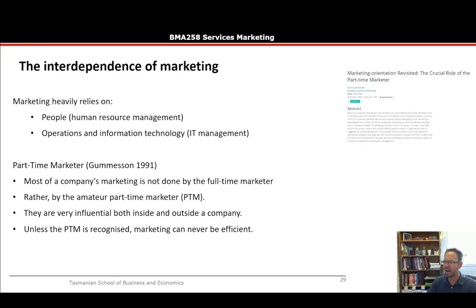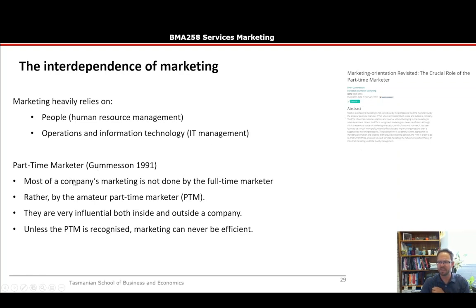A lot of marketing is actually human behaviour: analysing and understanding and predicting human behaviour. And therefore, of course, we have to work quite closely with human resource management. We also rely a lot on operations and information technology, the IT department. And indeed, a lot of the stuff that we do integrates the people part and the IT part together to make sure that we're delivering value to our customers. Now, there's this idea of the part-time marketer as well, so this is the people part of the marketing mix. And this is research which has been published in the European Journal of Marketing by Gummesson.